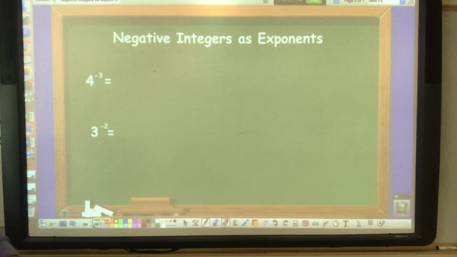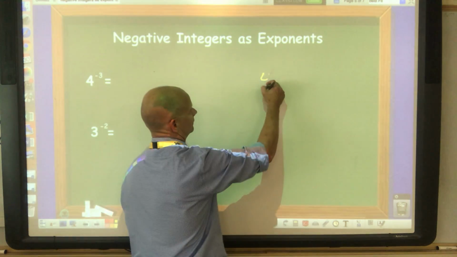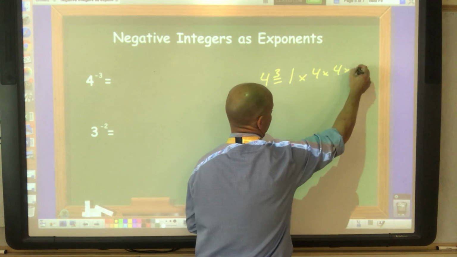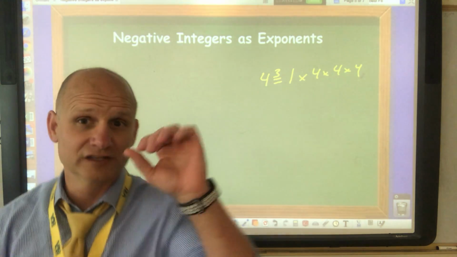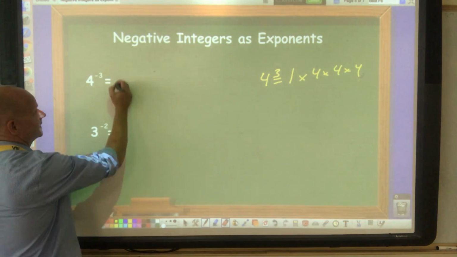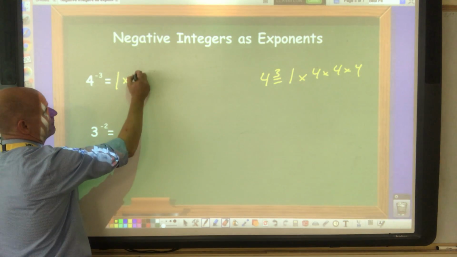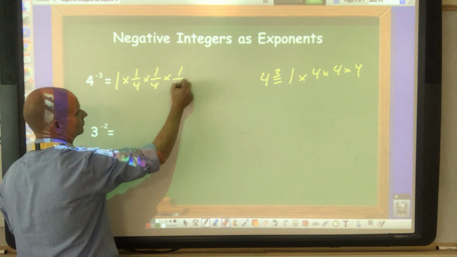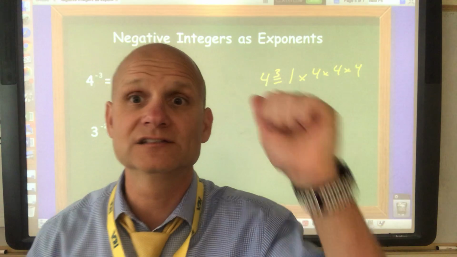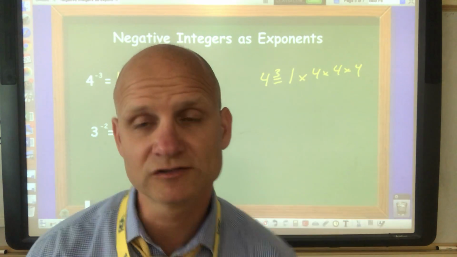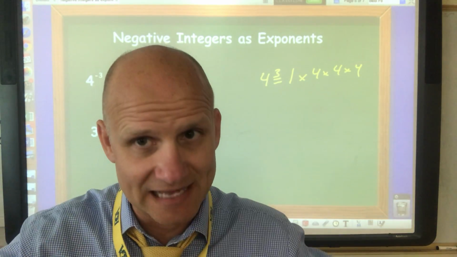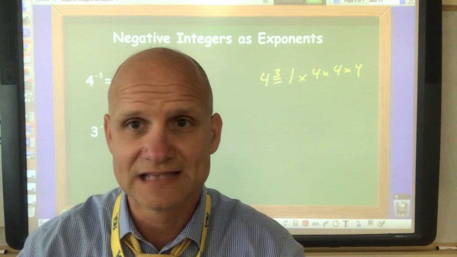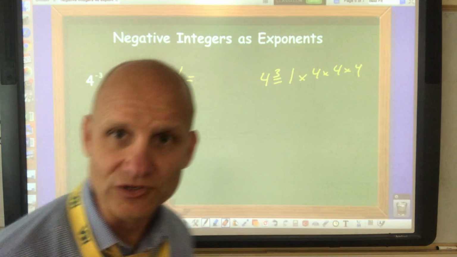So if it says 4 to the negative third power, 4 to the third power means you're going to take 1 and multiply by 4. How many times? 3 times. So 4 to the negative third power means you're going to take 1 and multiply by 1/4. How many times? 3 times. Why 1/4? Because dividing by 4 and multiplying by a fourth is the exact same thing. You divide by 4 or multiply by a fourth, you're going to get the exact same amount.